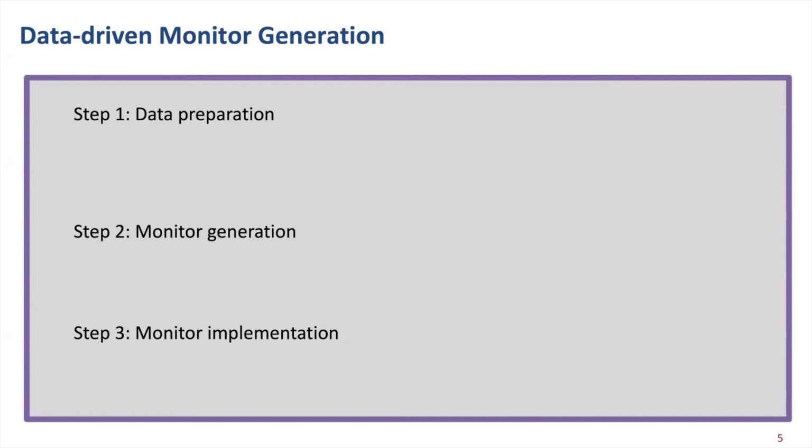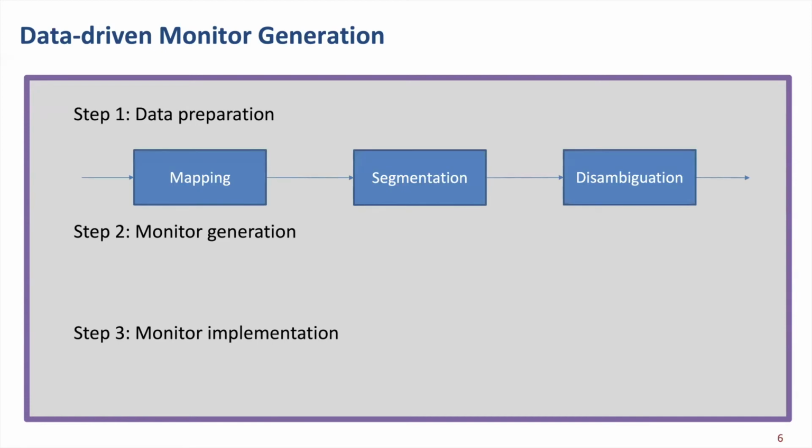And so, as I said, we're looking at a data-driven monitor generation because we simply do not have a model of the full autonomous stack and the full environment that we're running in. And this works basically in 3 steps: data preparation, monitor generation, and monitor implementation. I'll focus on the first 2. In particular, data preparation itself can again be thought of as 3 steps, where we're gonna map, segment, and then disambiguate our traces.